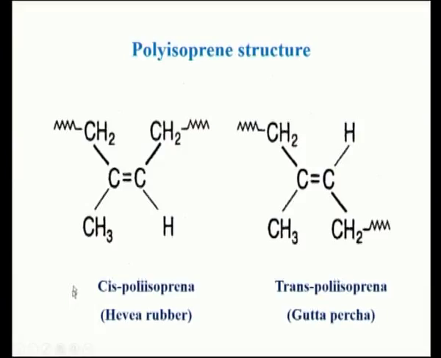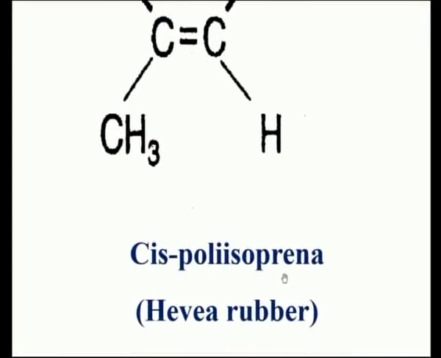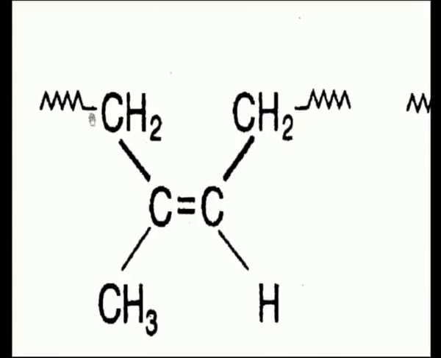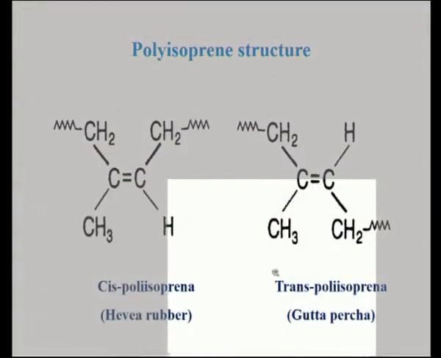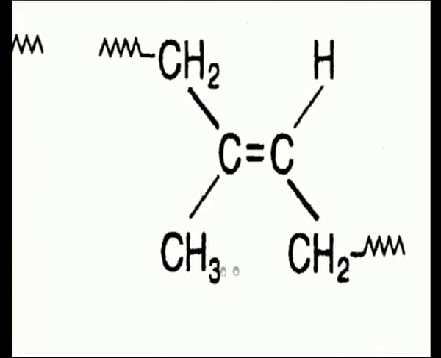You can see the structure here. This is cis polyisoprene, where the higher chain hydrocarbon groups are present on the same side. Alternatively, you can say methyl and hydrogen are present on the same side of the carbon-carbon double bond. Another isomer is trans, where the methyl group and hydrogen attached to the carbon-carbon double bond are on opposite sides. So, this is trans.